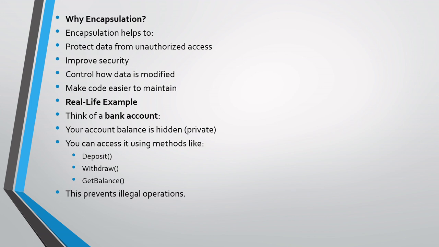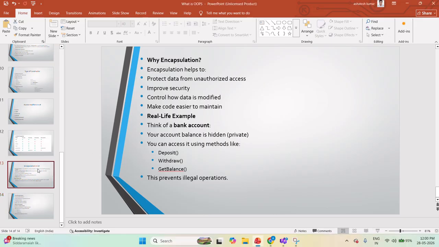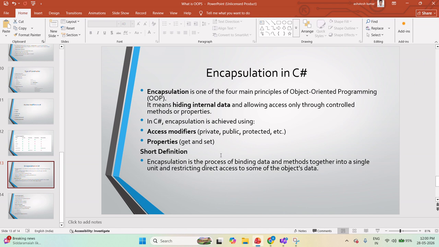One more real-time example is the ATM machine. You cannot directly access the money, but through the buttons on the ATM machine you can access that money. You enter the password and press some buttons, and then the money comes out. We can access the money. That is called encapsulation. So I hope encapsulation is clear to you now.